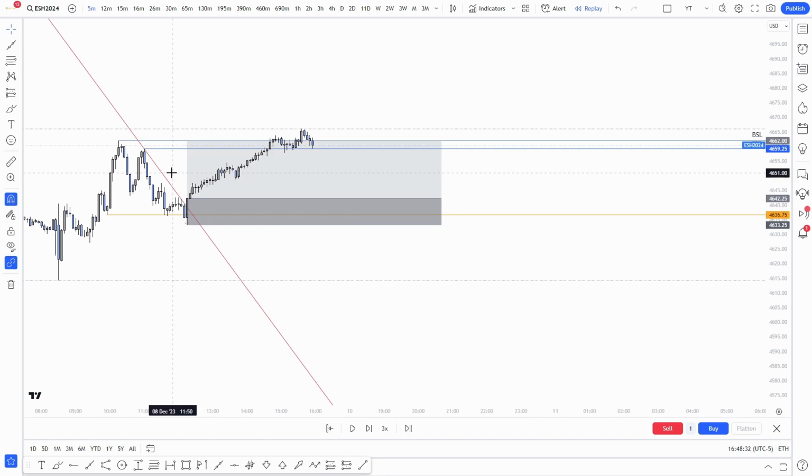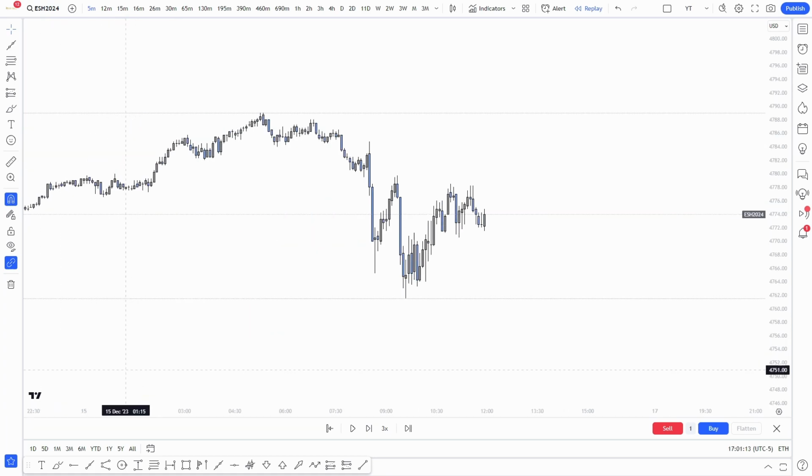Now, why I love this setup so much is because it repeats itself all day. You do not have to predict the market to make money. It's honestly best to not predict the market. Just be patient and let the trades come to you. Now let's dive into a bearish example.